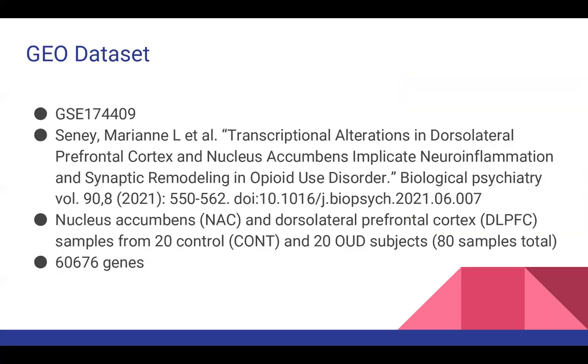For my project, I utilized this Gene Expression Omnibus transcriptomic data set of 80 samples consisting of 20 control nucleus accumbens samples, 20 control dorsolateral prefrontal cortex, 20 OUD nucleus accumbens, and 20 OUD dorsolateral prefrontal cortex samples. There are 60,676 genes total in this data set.